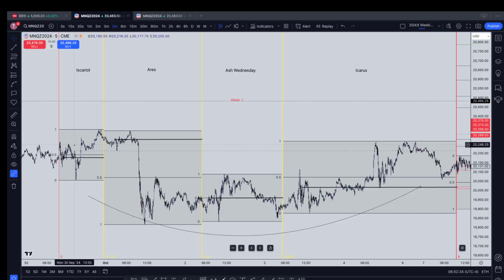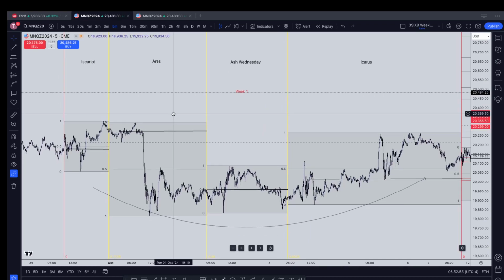For Iscariot, we saw this price action again. I don't trade this, so I just drew out my little equilibrium area. This is my root candle area. Then I'm just waiting for price to break out above it or below it, and we see that Aries broke out below it.